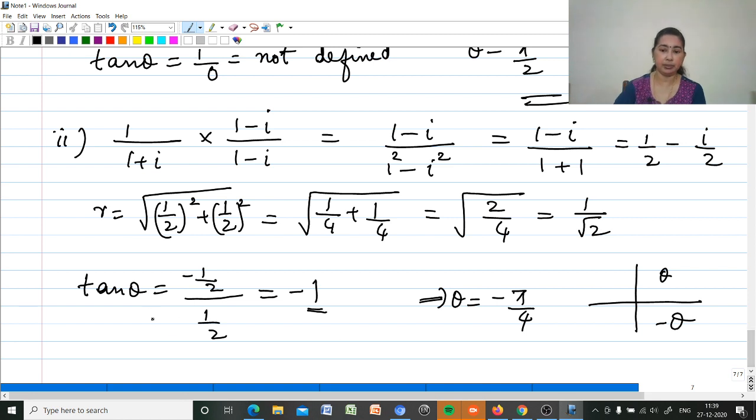So what is the argument? Argument is minus pi by 4, and modulus is r, that is 1 by root 2.